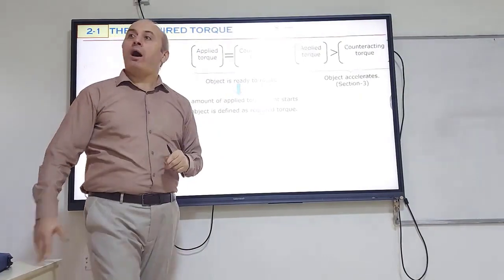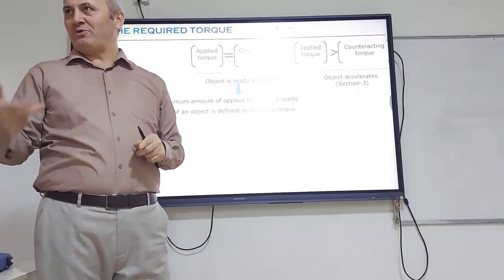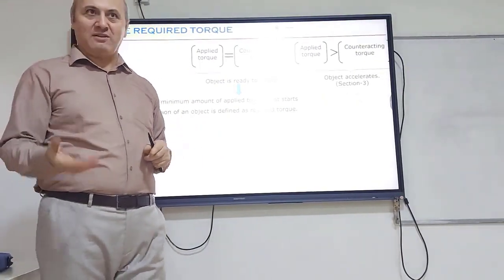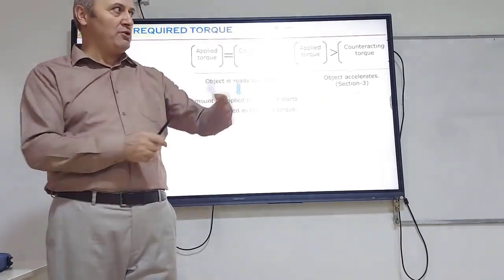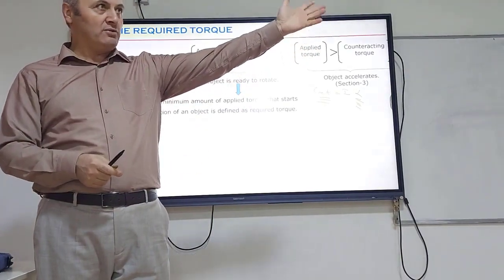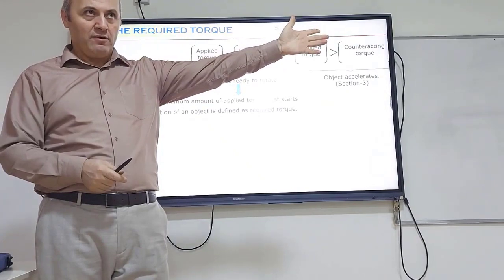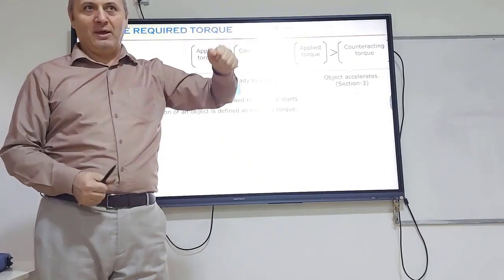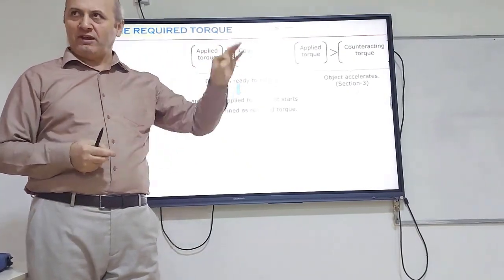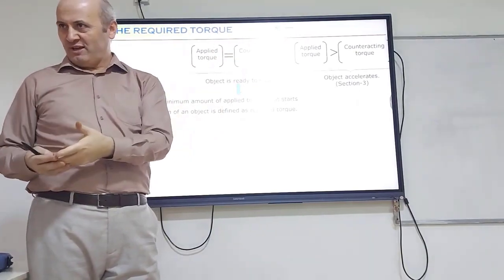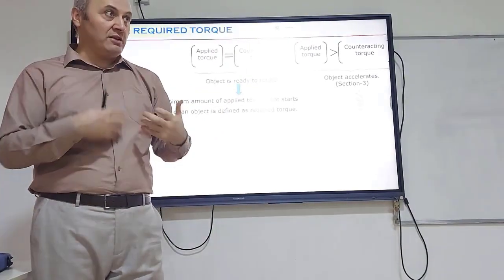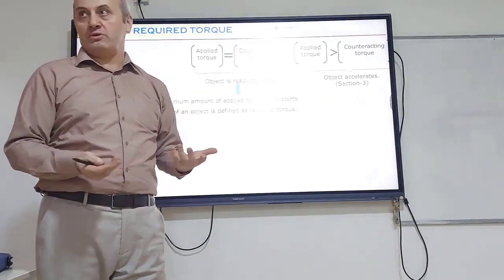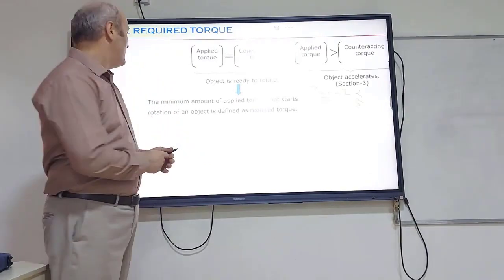counteracting torque. By using oil, what are we doing? We are decreasing this friction and then we are decreasing the counteracting torque. That's why when you do not oil the door for many years, it is not easy to rotate. But when you put some oil, you decrease the friction, and you decrease the counteracting torque, and it becomes easier to rotate it. Okay.